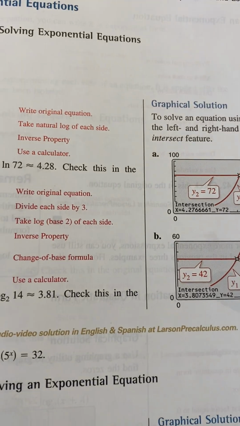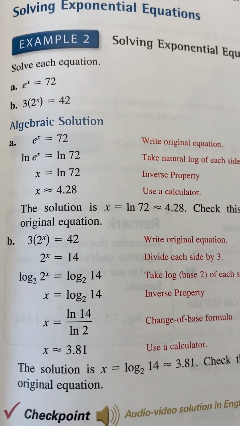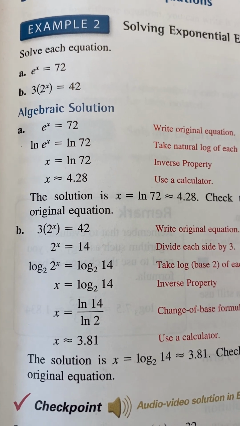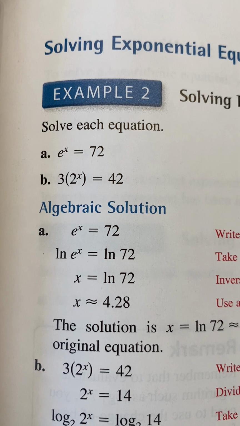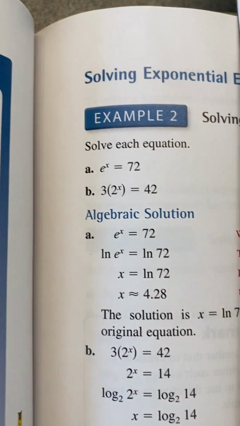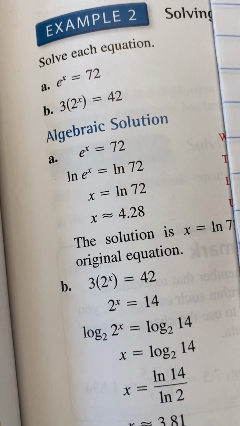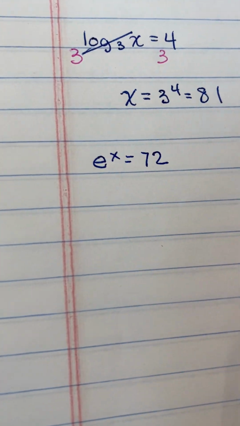Okay, let's go on to example 2 on page 211. Hopefully you had those pages scanned, right? And we have two problems here. e to the x is equal to 72. Let's try that first. Let's take a look at that. e to the x is equal to 72.